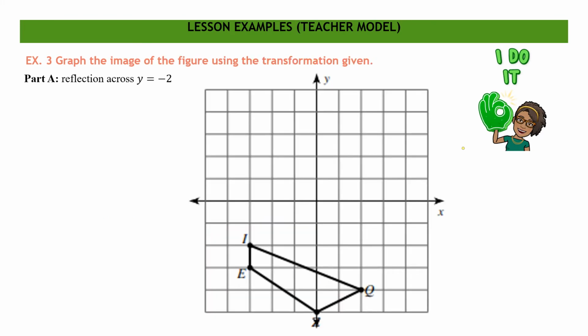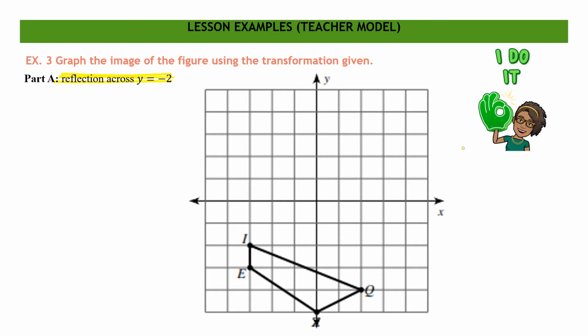All right, so let's look at example 3, part A. So it says graph the image of the figure using the transformation given. So here they are giving us the rule. The rule says to reflect across the y equals -2 line. So before we can actually reflect this figure, we have to figure out what the y equals -2 line looks like.